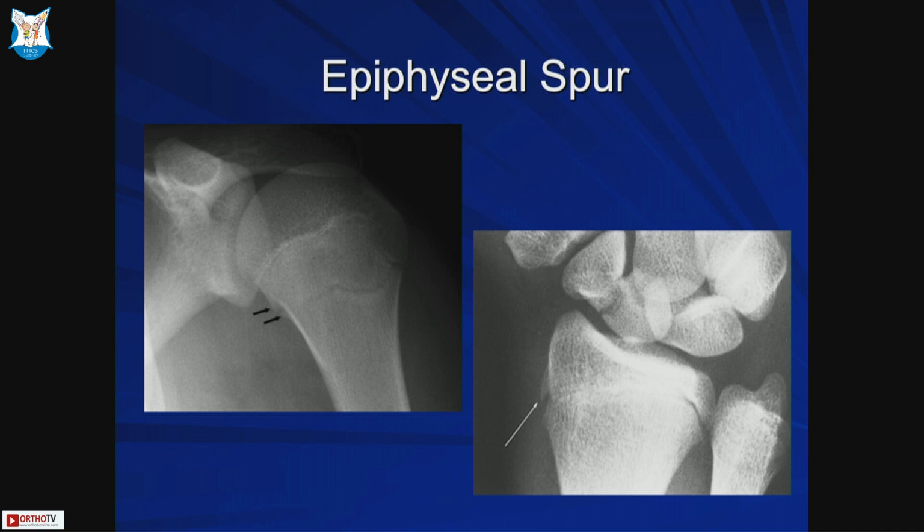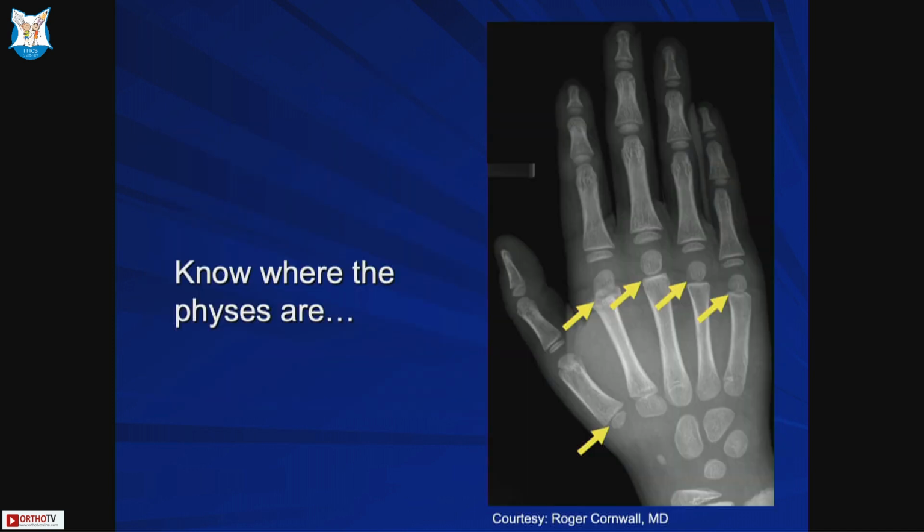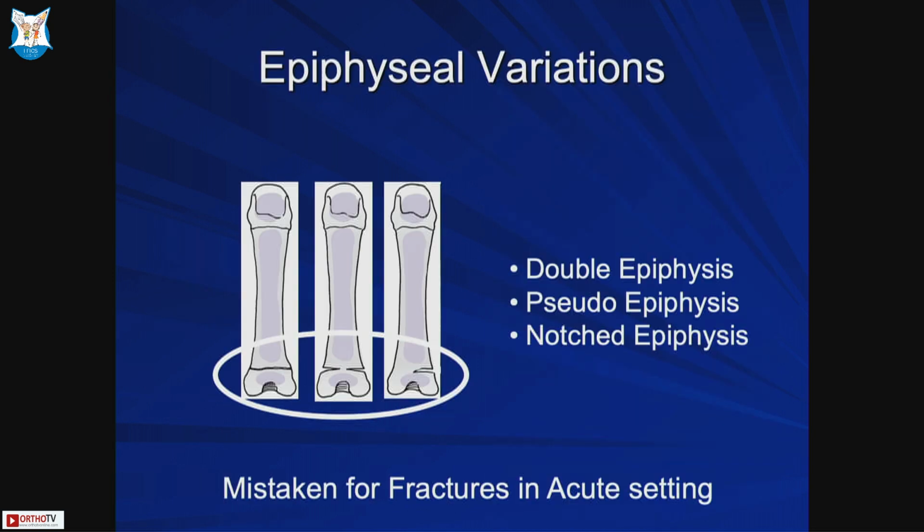So just remember, these are not all Salter 1 fractures or physeal injuries. These are normal epiphyseal spurs. And you should know where the physes are. For all the metacarpals from second to fourth, the physis is distal, except the first metacarpal where the physis is proximal. And the reason to know is because you can get epiphyseal variations, and then it may be mistaken for fractures in an acute setting.